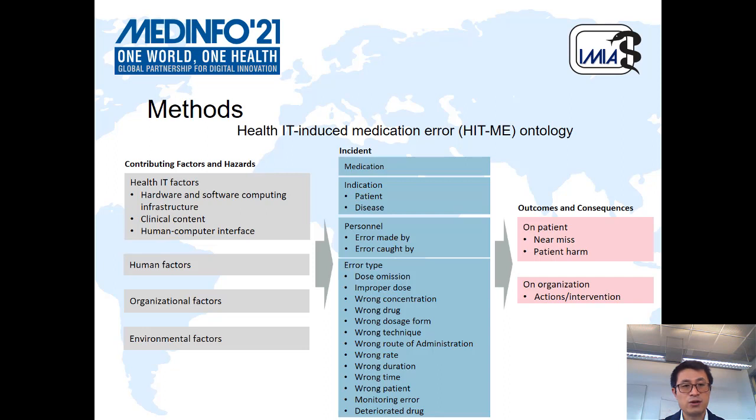Because of different contributing factors or hazards, an accident can happen. In the accident dimension, we include the information of a medication and the information of patient and disease. And we also considered the personnel, the person by whom the error is made or caused. For the error type, we used the NCC MERP error type classification. After the accident happened, it can cause an outcome or consequence. These outcomes or consequences can have impact on patients or on organizations.